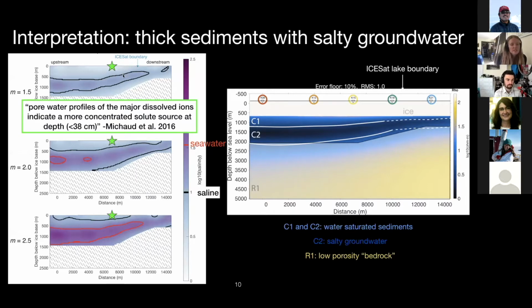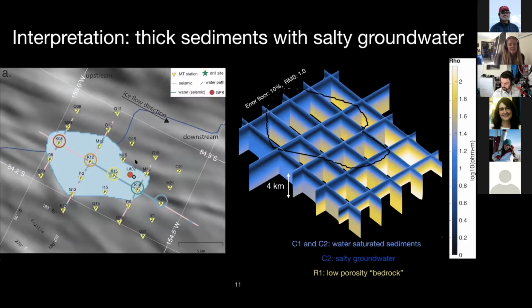And I'd just like to point out that a lot of us are familiar with the WISSARD project, where they did drill into the lake and then about 40 centimeters into the sediments. And it was predicted that there was some deeper solute source beneath Lake Whillans. And that is what we're seeing in all of these salinity profiles. So if we look at all of our data beneath Lake Whillans, we can see that this salty groundwater is extensive beneath the entire lake and then beyond the lake bounds.